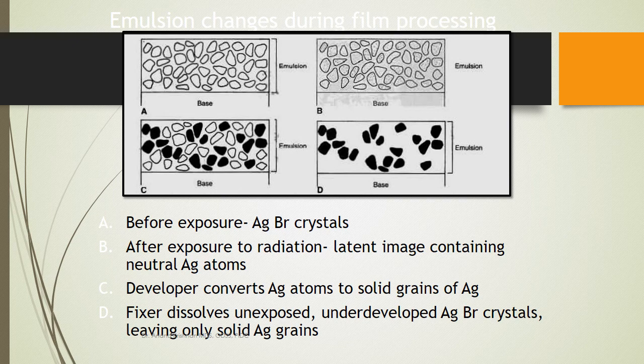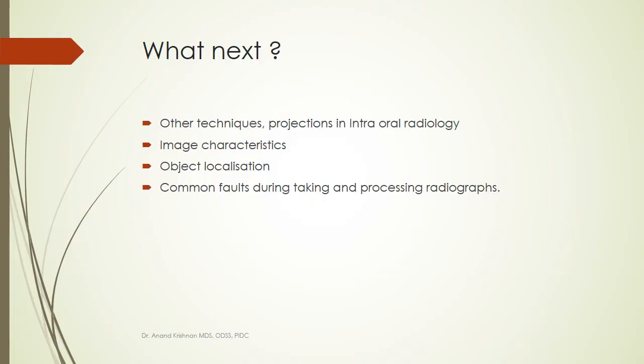Then put it into water, and then when you put it into fixer, which is image D, what happens is that all the unexposed silver halide grains are washed away with the fixer, thus leaving only the exposed silver grains, thus forming an image in your resultant radiograph. These are the steps for processing an IOPA.